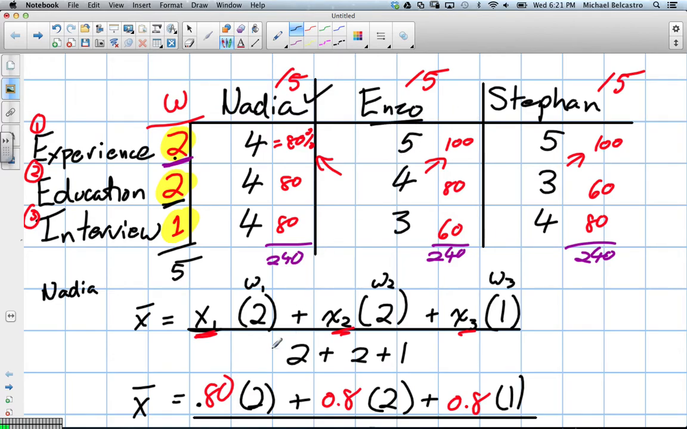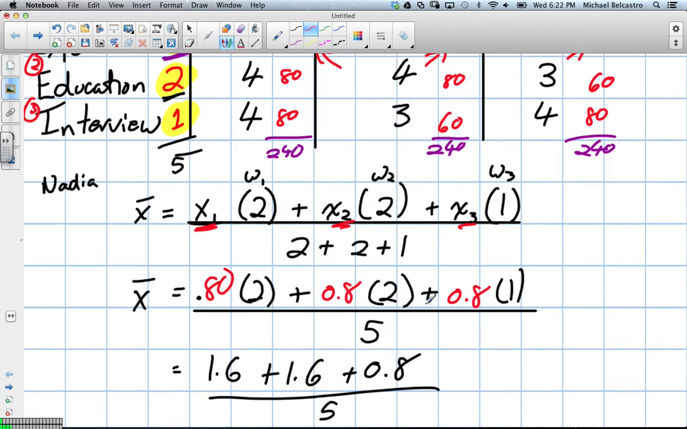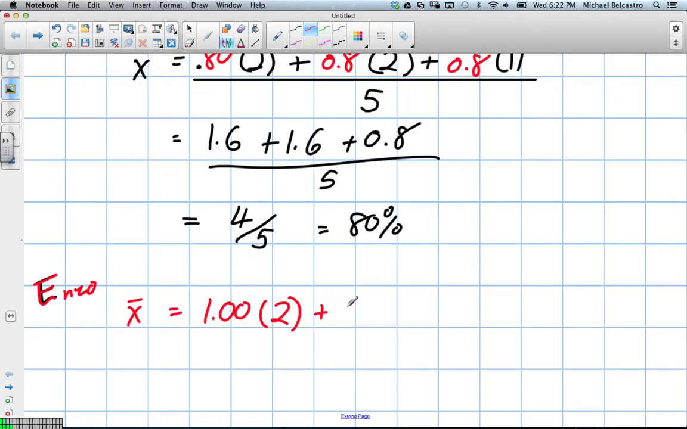Let's look at Enzo's scores. We'll do Enzo in red here. Enzo, X bar, is equal to, his first score was 100, right? So as a decimal, that's written as the value of 1.00, you would say. The weighting was a 2. His second score was an 80, so 0.8 times 2. And his last score was a 60, 0.6 times 1.